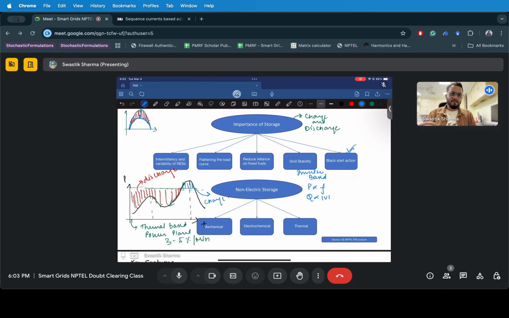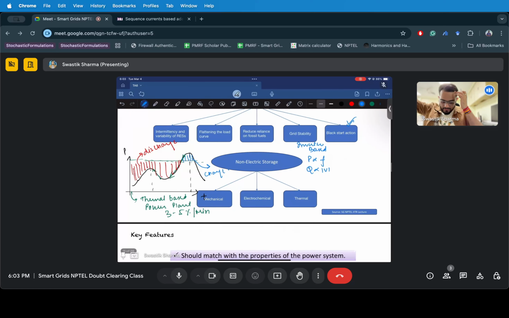For that, let's say a blackout happened, and if a blackout happened, your power plant is not producing anymore, and it stopped functioning. These batteries can be used to give a black start action. Right now, for black start, what you use is DGs, diesel generator sets, right? But if you have batteries, you can use them for this black start capability, and that is where the importance comes into play. But there are non-electrical storages as well.